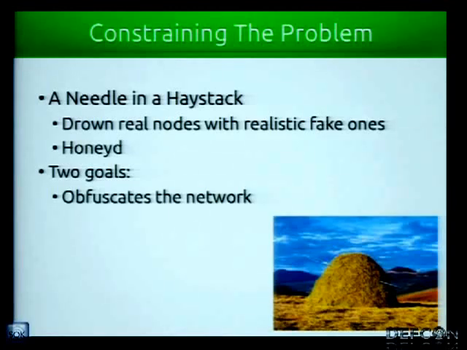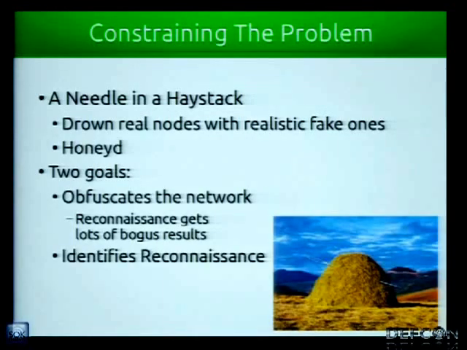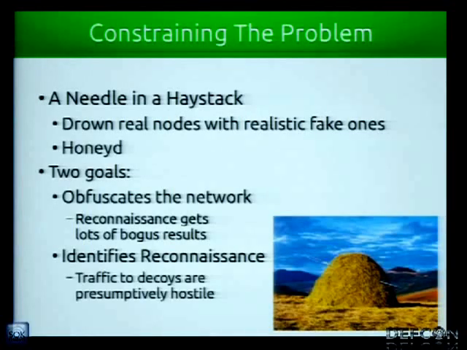We have two goals here for the system. We want to obfuscate the network, giving reconnaissance lots and lots of bogus results, making it much harder or possibly useless. And we also want to identify reconnaissance. Because one of the unique things about this setup is that because you've got all these decoys, these honeypots, any traffic going to the honeypots is presumptively hostile, right? You could say, why are you talking to the decoys? Why did you send one SYN packet to all of the decoys?